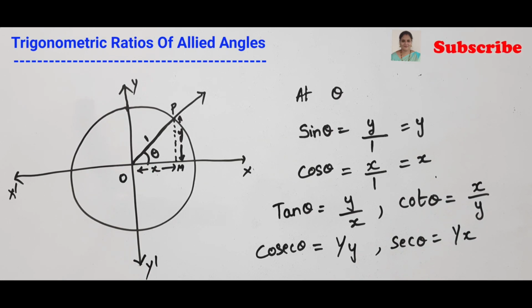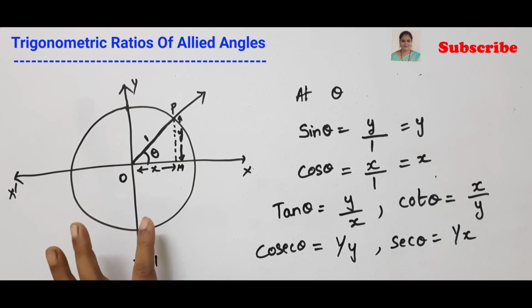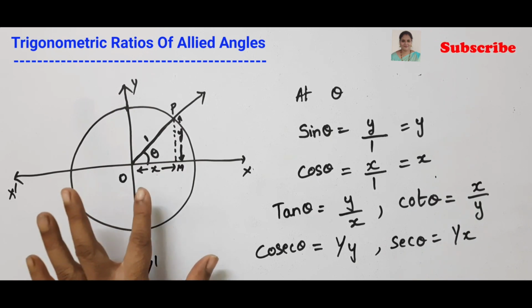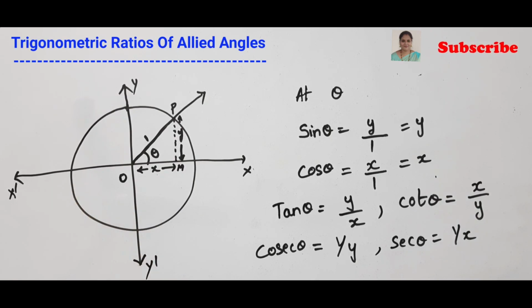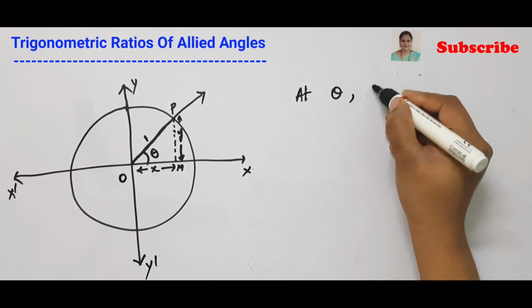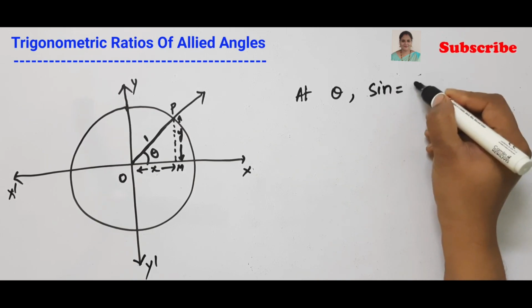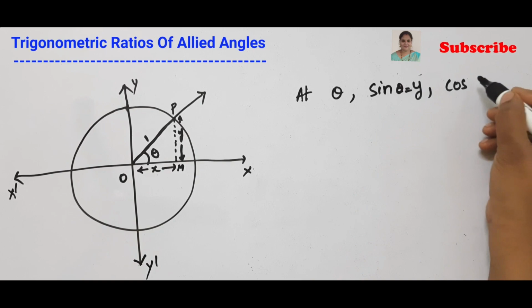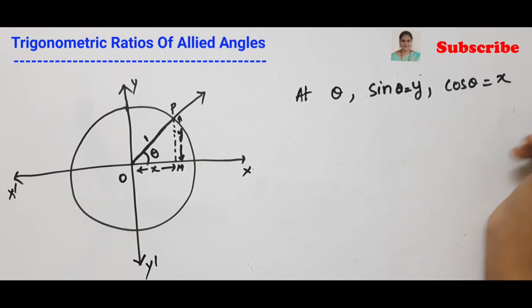So it is clear that if we want to calculate the trigonometric ratios at angle theta, we will get a value. Now let us study trigonometric ratios at angle minus theta. At theta, we got sine theta is equal to y, cos theta is equal to x.